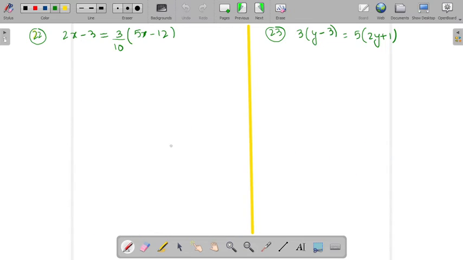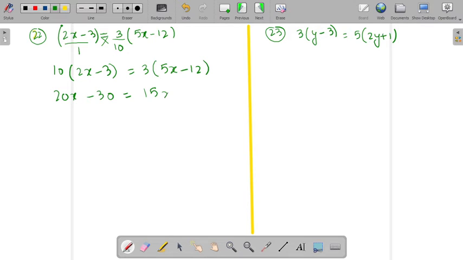Now question number 22. In question 22, this is a little bit different. So what will be the first step? What do you understand after observing it? You will do the cross multiplication. Here it is 1. So do the cross multiplication. So 10 and 2x minus 3. Keep it in the bracket. 3 multiply 1 will be 3 and 5x minus 12 will remain in the bracket. Now open the bracket by doing the multiplication.